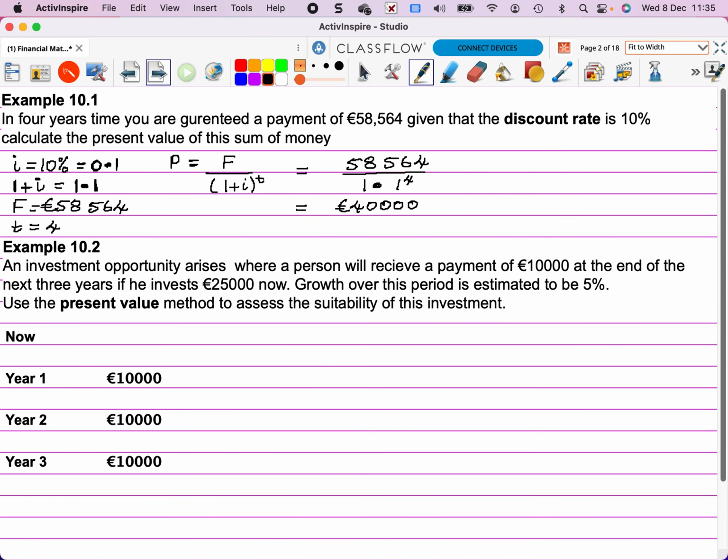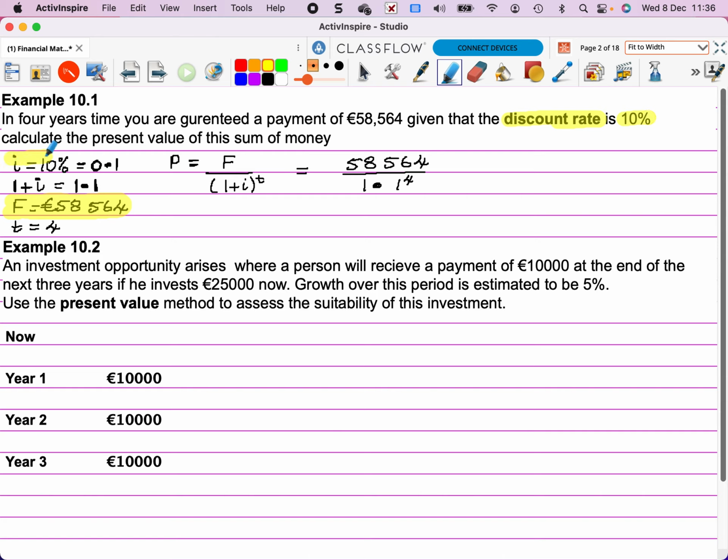Okay, let's carry on to the next page, where I've already set the work out for the first example. Let's take you through it. What you see here is that in 4 years' time, you are guaranteed a future value of 58,564. The discount rate, which is just a fancy word for the interest rate, is 10%.